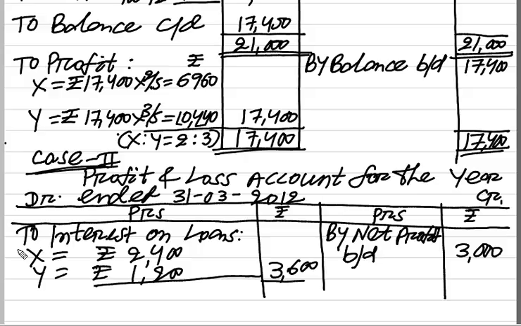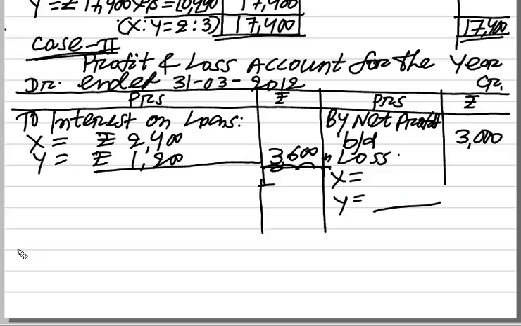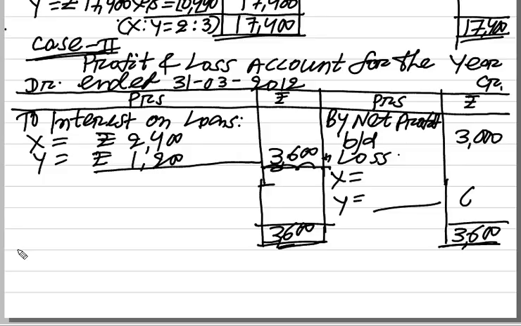Now if you will be distributing this, there is a loss, by loss for X and for Y. If we distribute the loss among the partners, it will be in this ratio. Loss is 600. It can be distributed in the ratio of 2:3. This is 600 into 2/5, that is 240 for X, and that of 360 for Y.